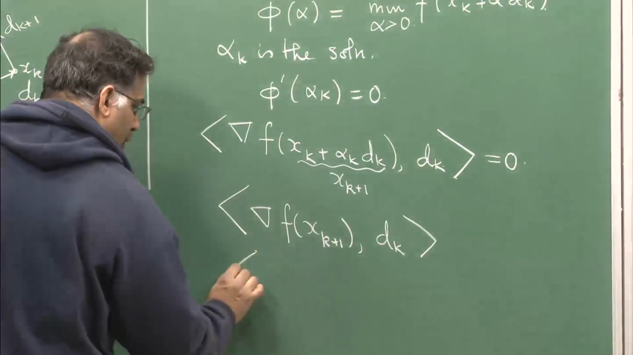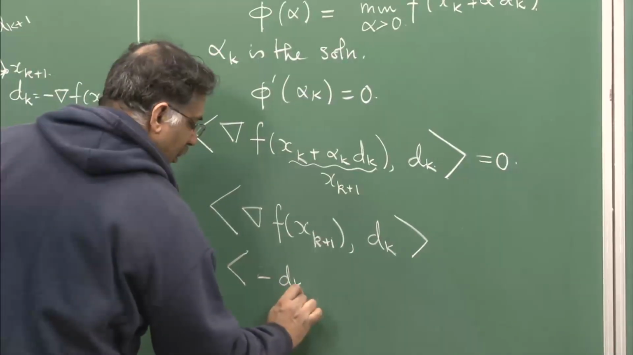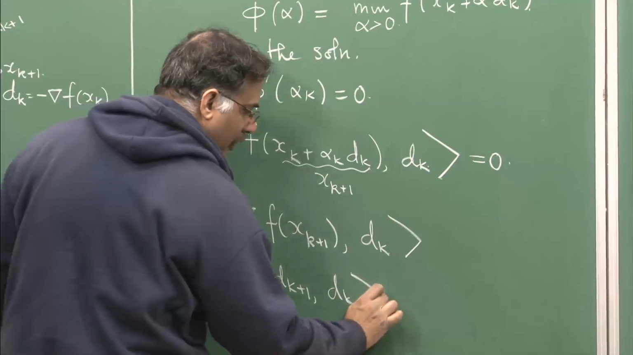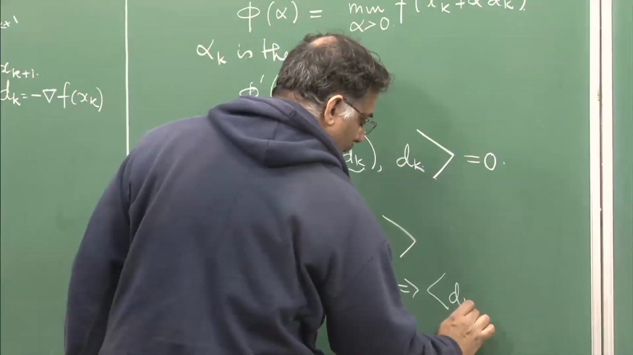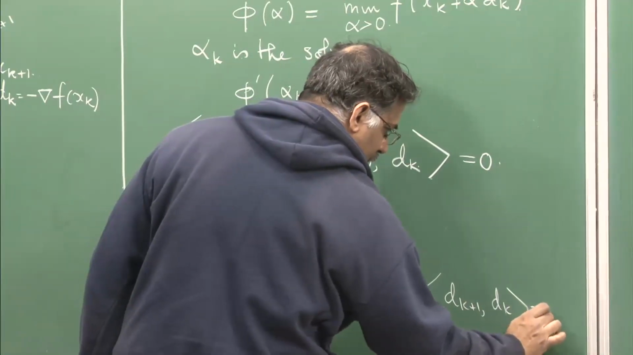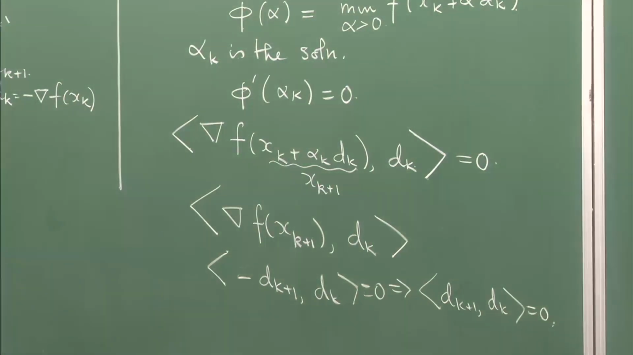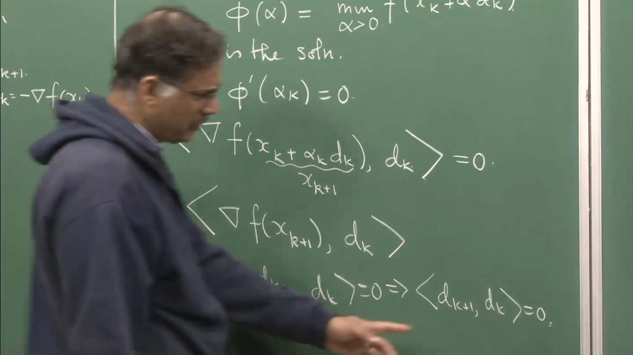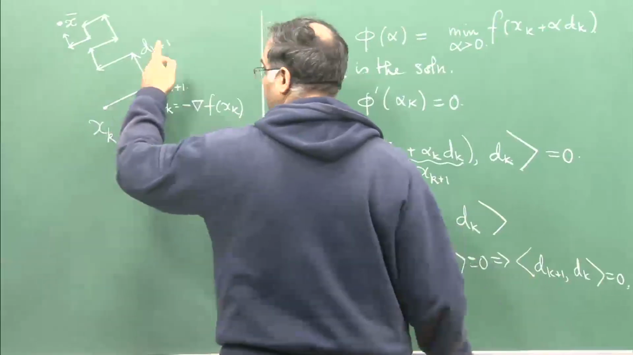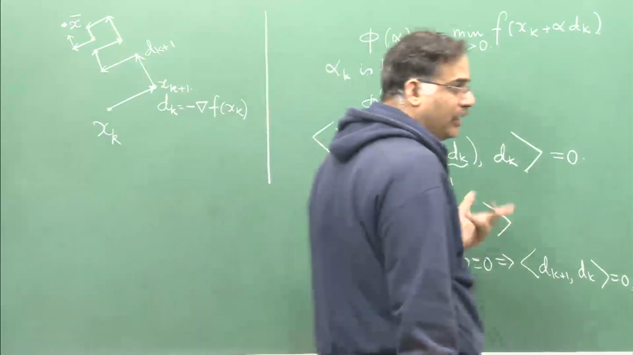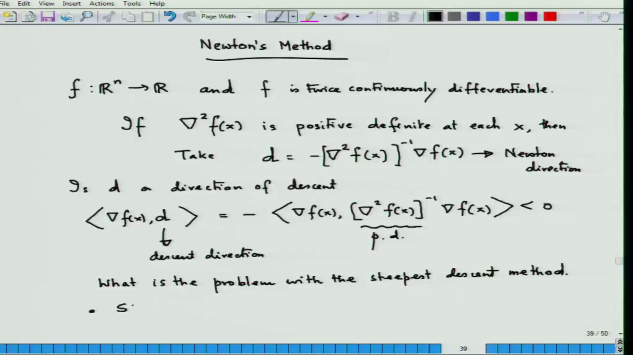But what is this? By the definition of the steepest descent method, this is nothing but the negative of the descent direction, and this would simply imply that the consecutive descent directions are perpendicular to one another, and that is why it slows down the whole process. So, our conclusion here is that the steepest descent method is a very slow process.